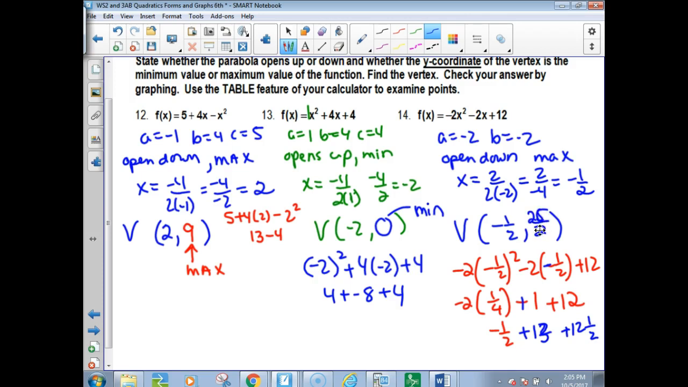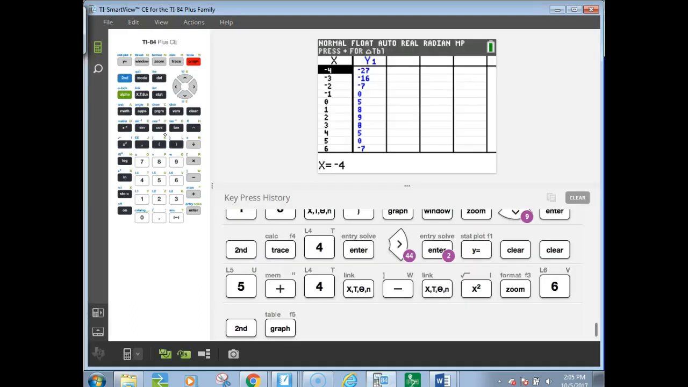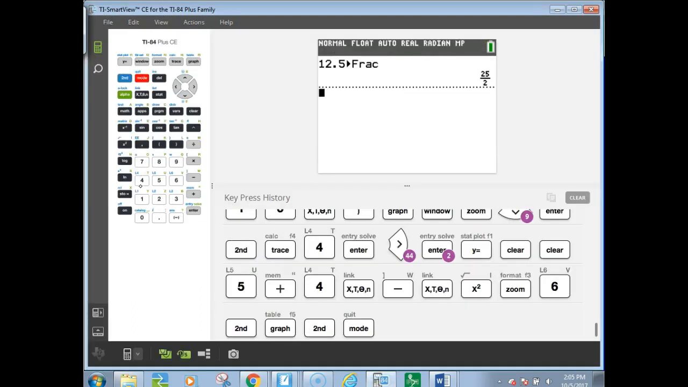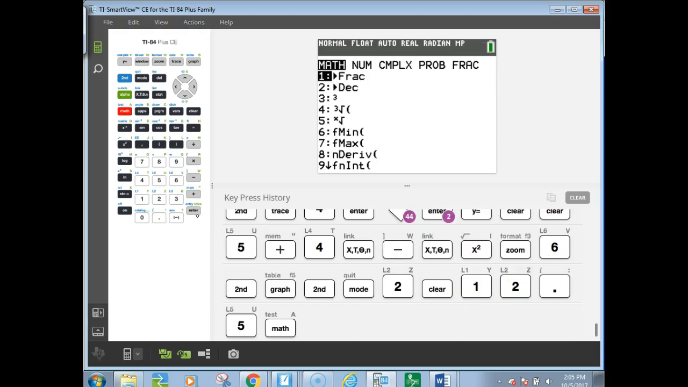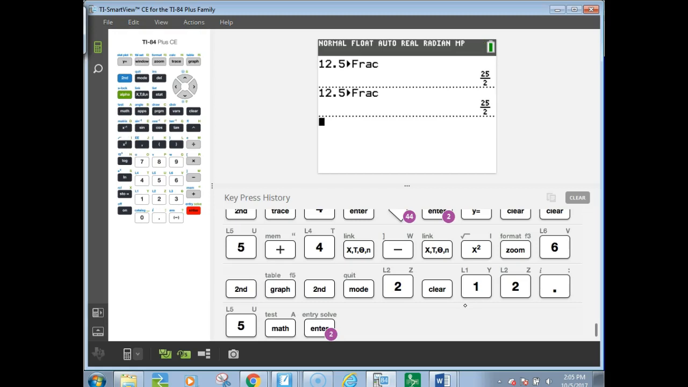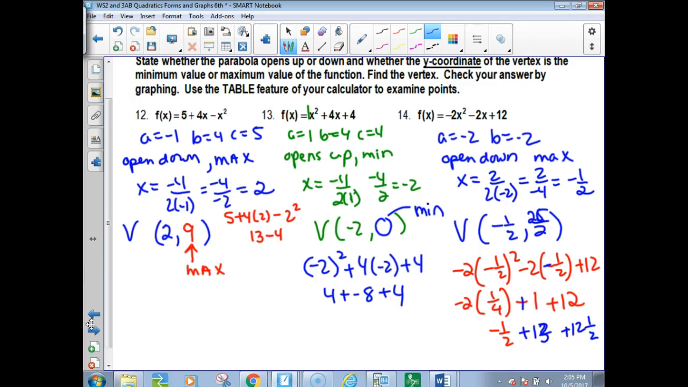Okay, so now if you were on your grapher, let's say you got down to 12.5. If you typed in 12.5 and then hit math enter, it'll give you the 25 halves. I can show you that typed in. Math enter. We'll change that mixed decimal to a fraction.